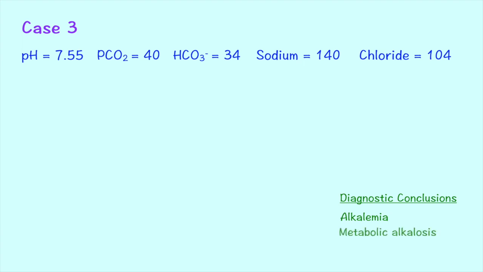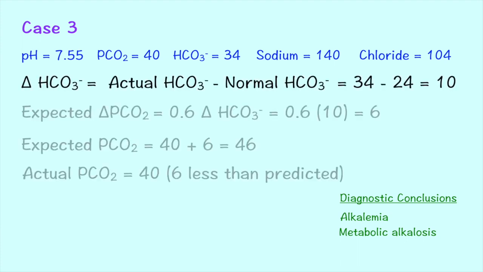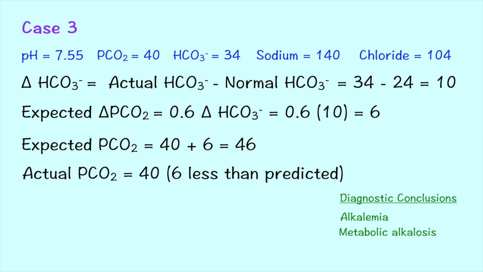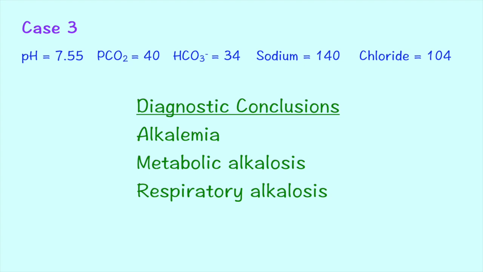It must be metabolic, as the bicarb jump implies. The CO2 is normal, but it should have had a rise. With a bicarb jump of 10, in fact, it should have been 6 more. So some hyperventilation must be added to the score. Answer: metabolic alkalosis with concomitant respiratory alkalosis.